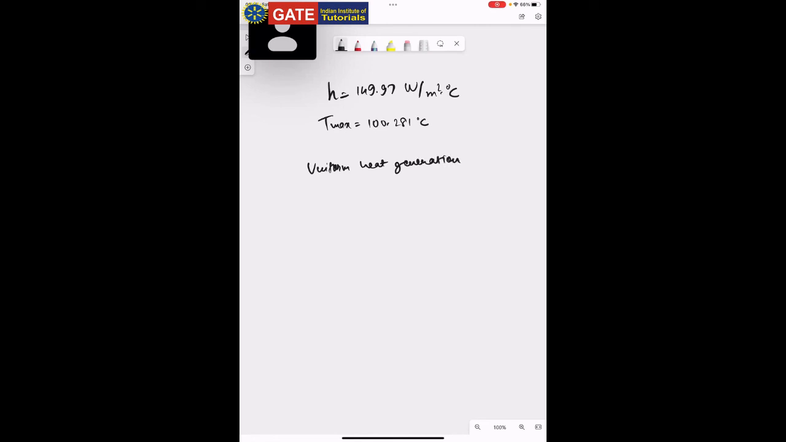So uniform heat generation within sphere. Okay, so for that, you have the temperature distribution equation given as T equal to TW plus QG by 6K into capital R square minus small r square. You have T max again, because in case of sphere as well, you will have maximum temperature at the center. So you have T max equal to TW plus QG into R square by 6K.